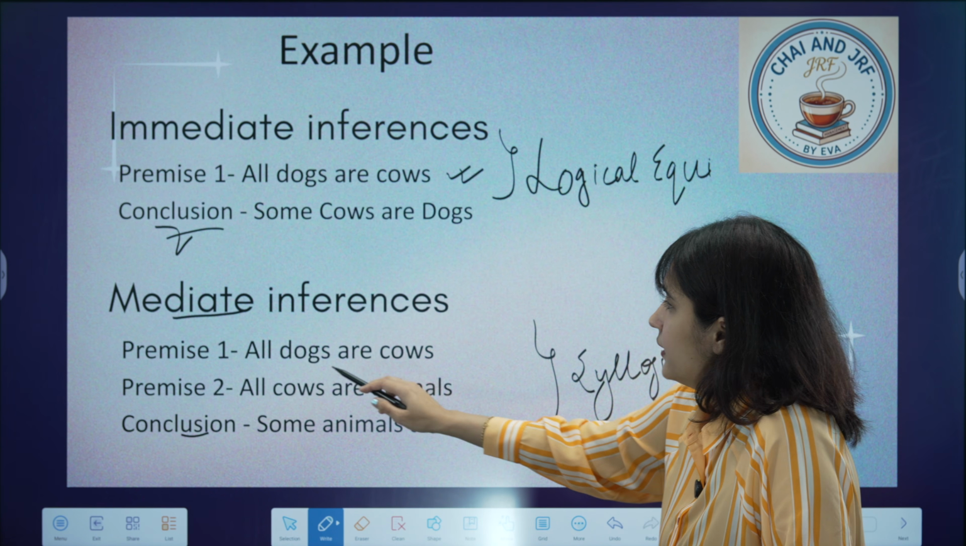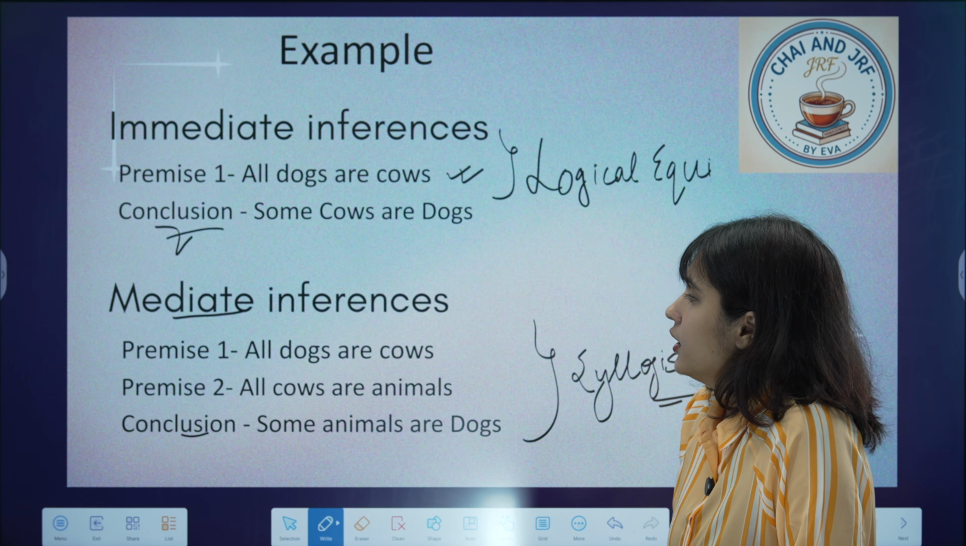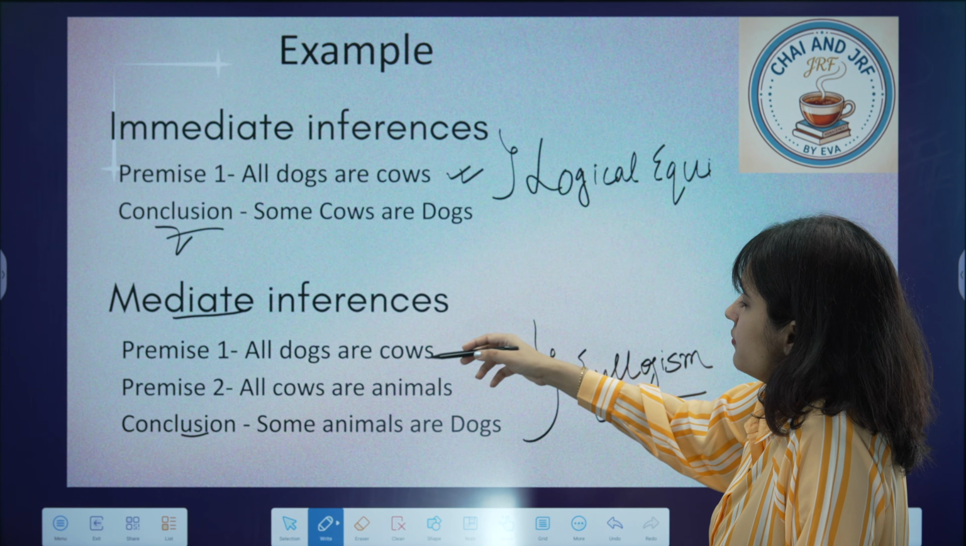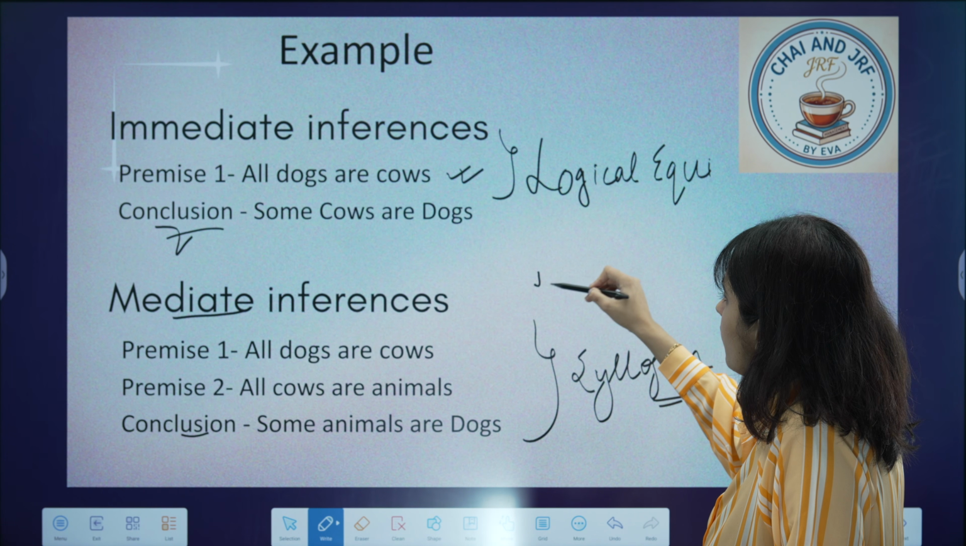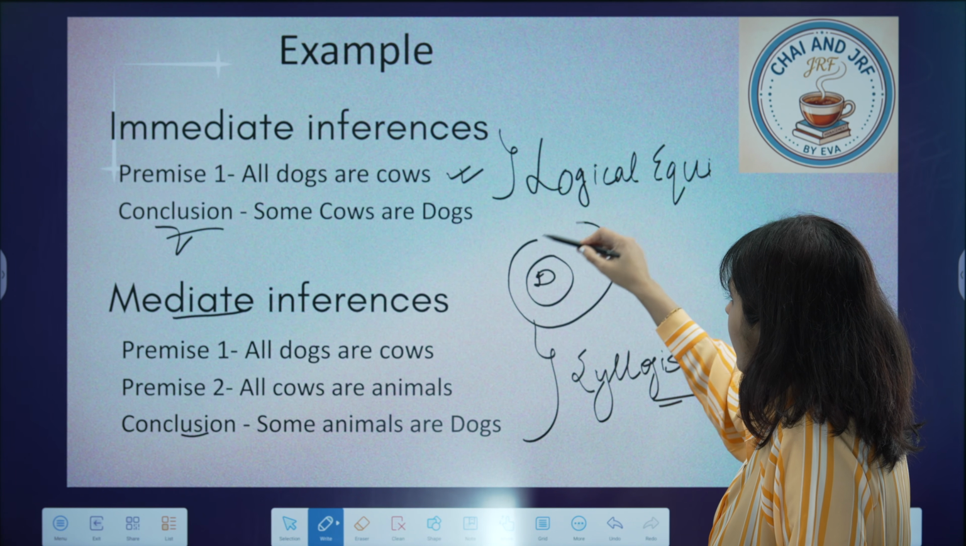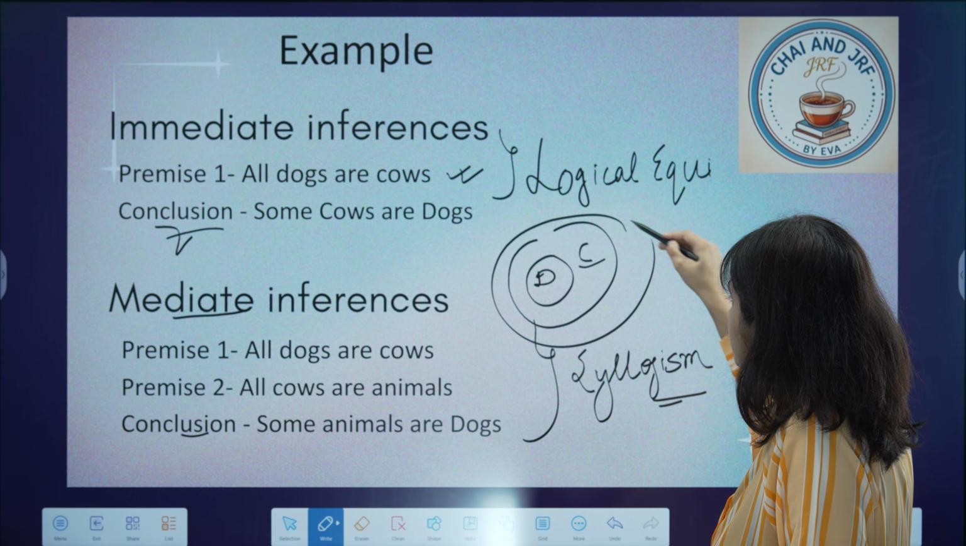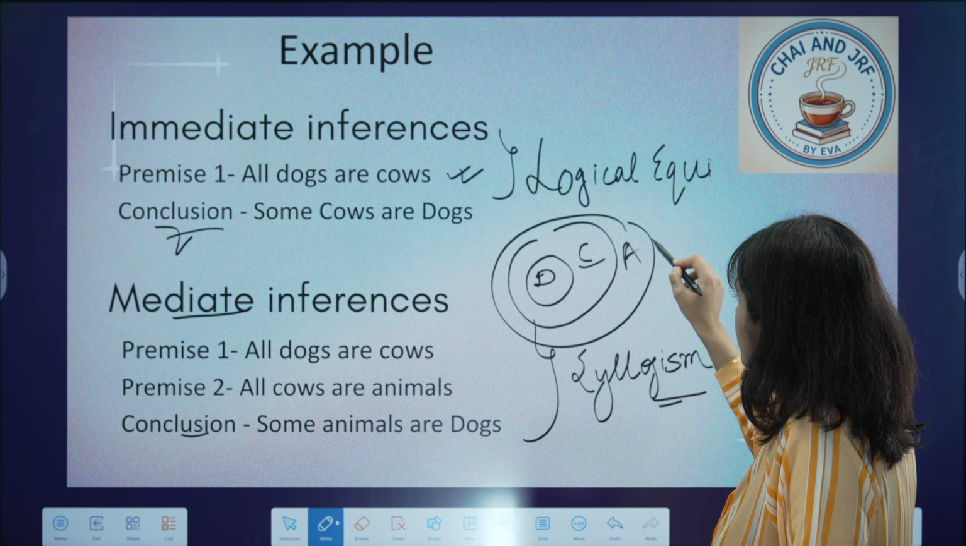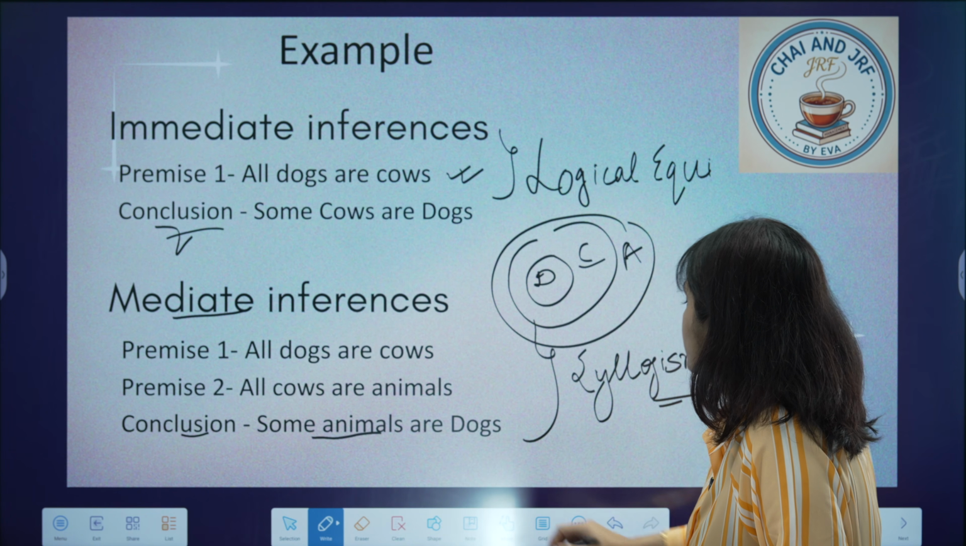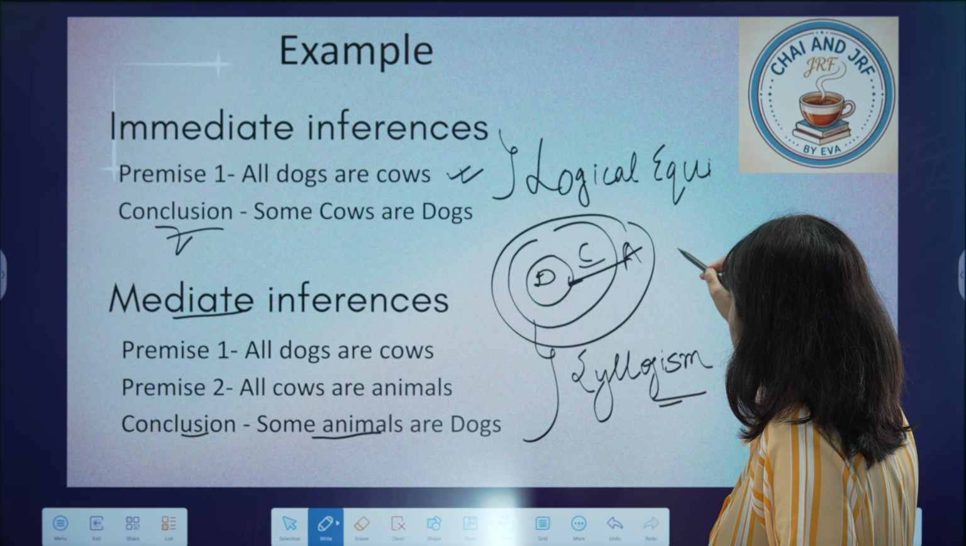So for example, let's talk about this mediate inference. What is happening on the basis of syllogism? We can draw this syllogism: all dogs are cows, right? So all dogs are cows, all cows are animals. So we can say that some animals are dogs. So that is true.